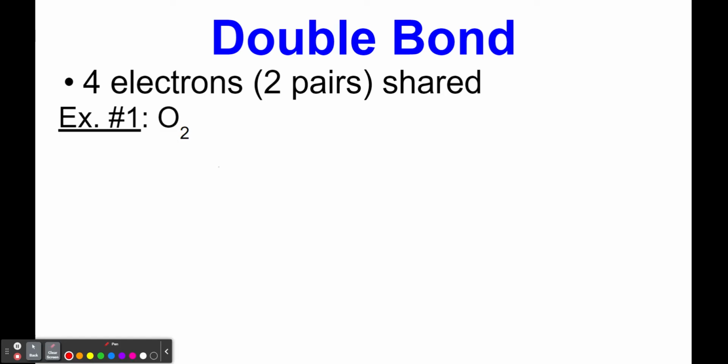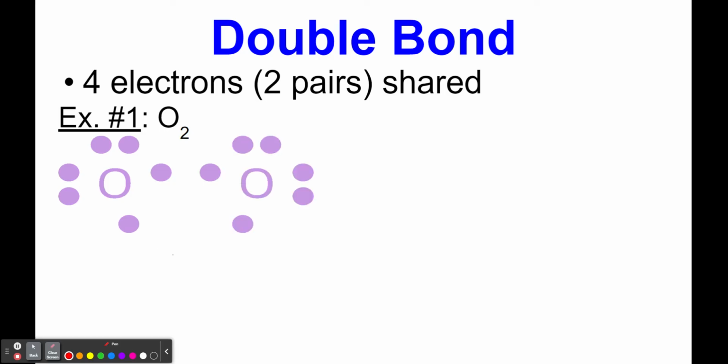So when oxygen binds to itself, it makes a double bond. And we have O2. So we draw our two Lewis dot structures. And again, these are covalent bonds. There's no metal, so there's no metal to give these oxygens electrons. So they've got to share. They've got to play nice. All right, so they can share this pair.